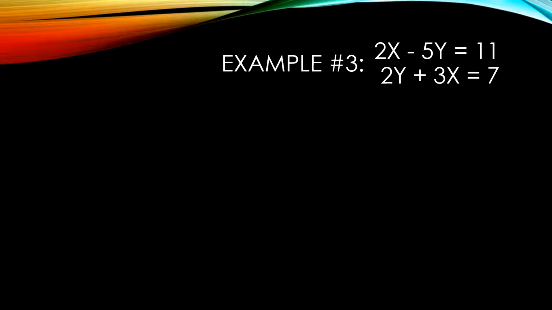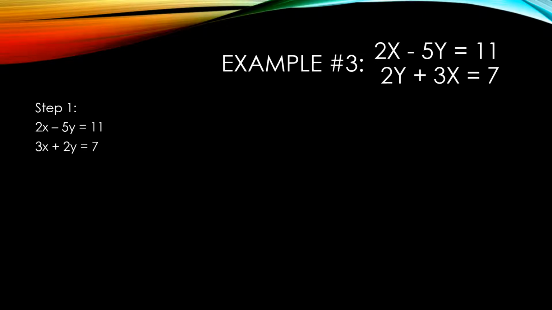Moving on to example number 3, that's 2x minus 5y equals 11, and 2y plus 3x equals 7. Step number 1, stack your equations one on top of the other. Ensure your x's, y's, and constants are all lined up. First equation, no changes, 2x minus 5y equals 11. Second equation, rearrange to match the order of the terms in the first, and that will read 3x plus 2y equals 7.